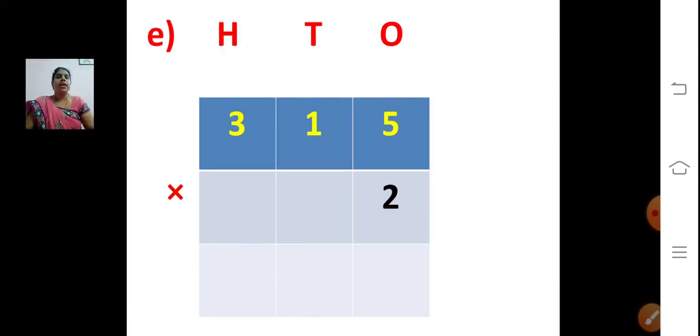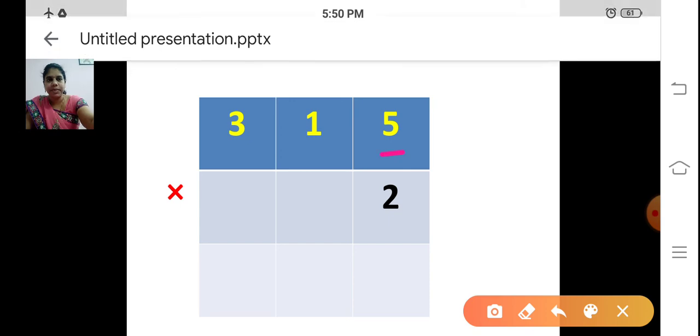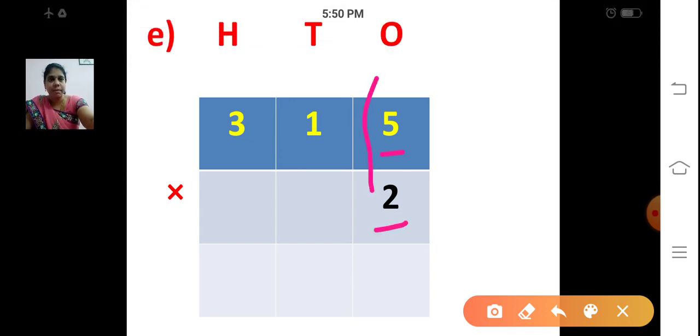Next sum. We are going to multiply a 3-digit number by a single digit number. 315 into 2. So same way, what is the first step? The first step is we are going to multiply the digit at the ones place by this number: 5 into 2. What digit are we having at the ones place? 5, right? So 5 into 2. Now tell me, 5 twos are?